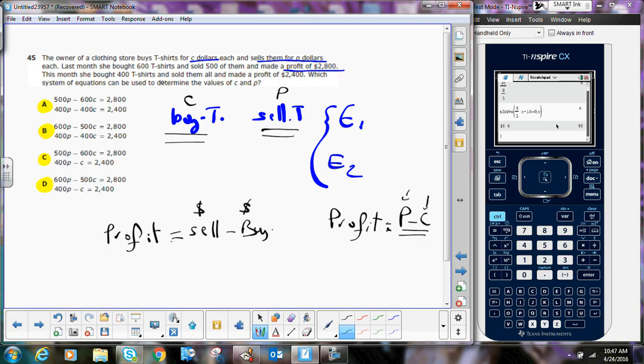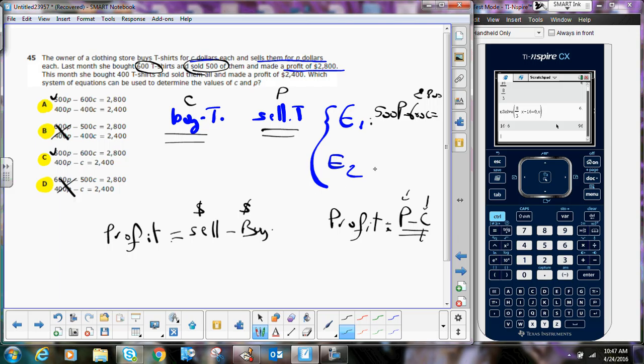Now, let's see how many t-shirts she bought. She bought 600. And how much did she sell? She sold 500. So the first equation is going to be 500P first, minus 600C, equal to how much profit? 2,800. So basically in equation 1, 500P, we have it right here. So we're going to cross out P and C.